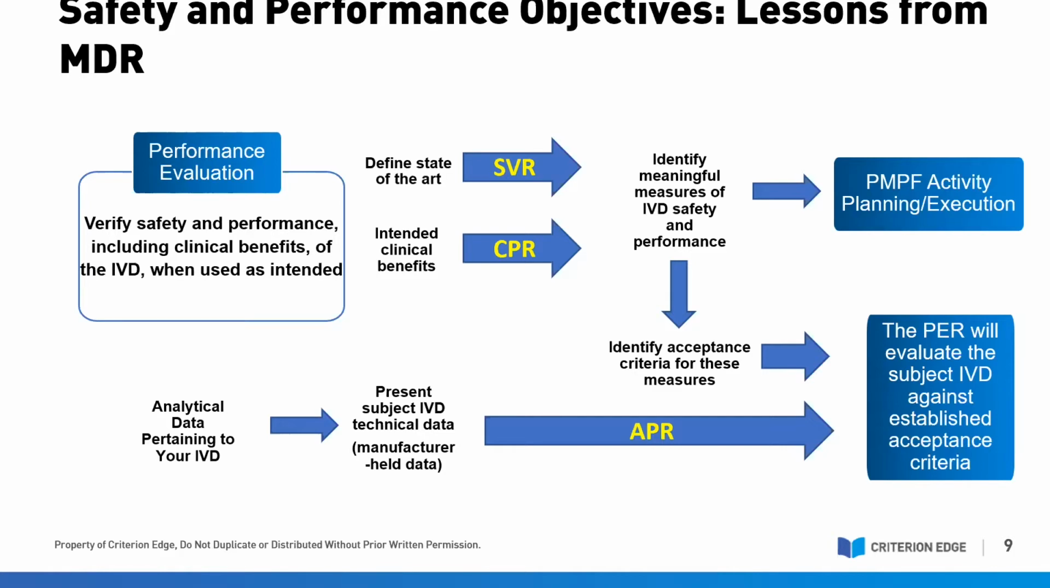But together, the SVR and the CPR will seek to define and justify the safety and performance measures by which you will judge your IVD against similar competitor devices. The competitor data from the SVR is therefore a critical input for many of these other reports, including your post-market performance and surveillance plans, because it helps to justify the choice of the safety and performance objectives. But it also helps you establish what is the acceptable safety and performance range for particular measures.